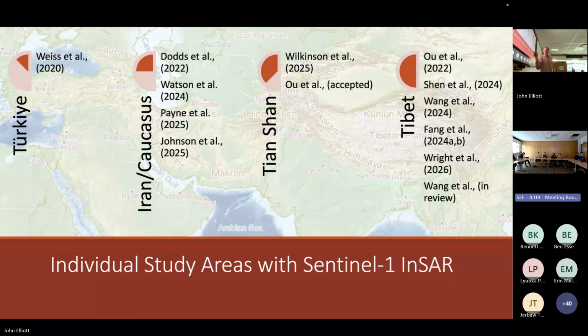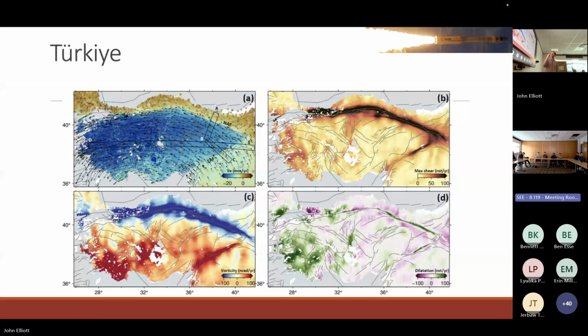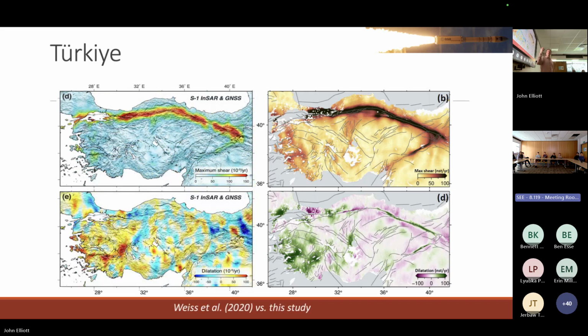So the individual study areas that have been focused on by Sentinel-1, I showed you Turkey before, but we've had a number of studies across the Iran Caucasus as well, the Tian Shan, and a large number across the Tibetan plateau. So if we look at Turkey, these are the results we've just generated, zoomed in, those different components I showed you from the velocities and strain rates. And if we look at what we had before, I'm sorry it's on a different color scale, it makes it harder to compare, but you can see we've started to really tighten up how well we can resolve it with twice as much data.